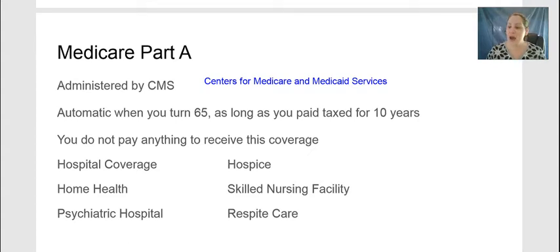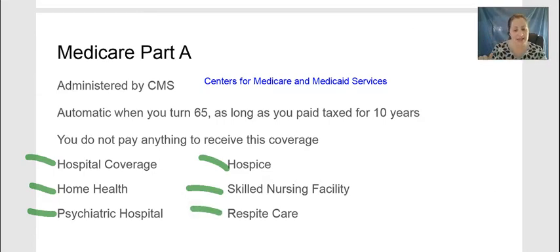What Part A covers is hospital, hospice, nursing homes, psychiatric hospitals, and home health services. So think of all your facilities where the patient checks in and sleeps there, lives there, whether it's short-term, long-term, and then your home health. They also pay something called respite care. For right now, just write that down in your notes. When we get into the chapter, I'll explain what respite care is.